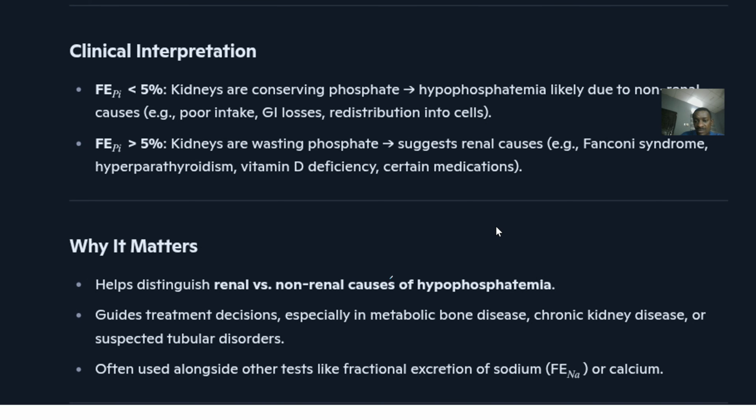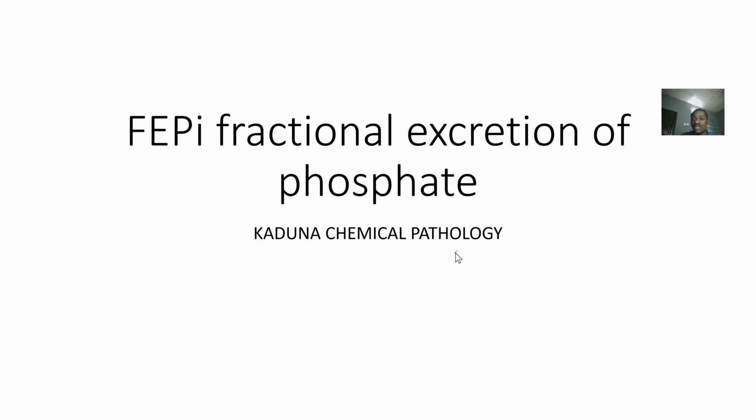So why does it matter? It helps you determine what is actually causing a patient to have low levels of phosphate in the body. So this is what we have for hypophosphatemia. Basically, this formula is what we use to calculate the amount of phosphate that is being excreted in the urine.